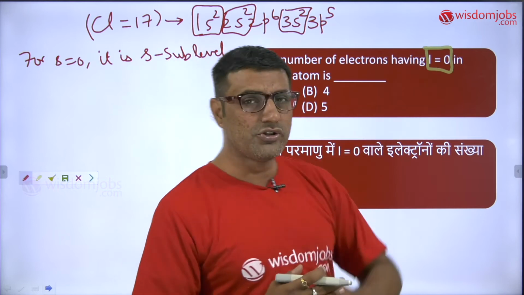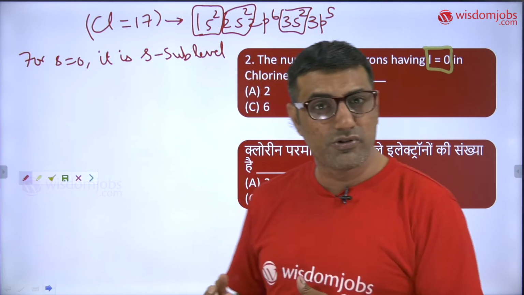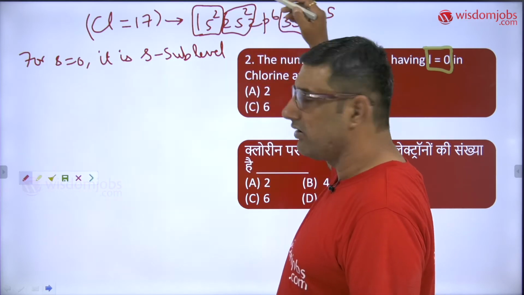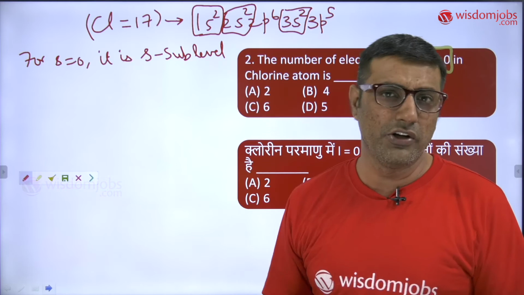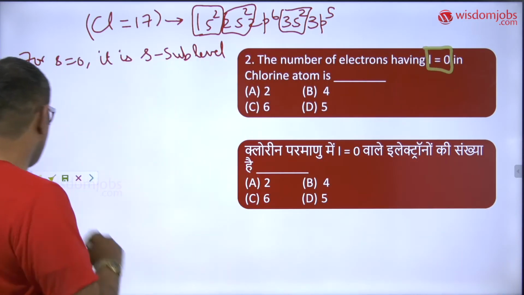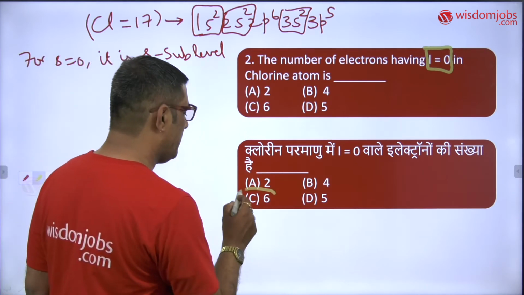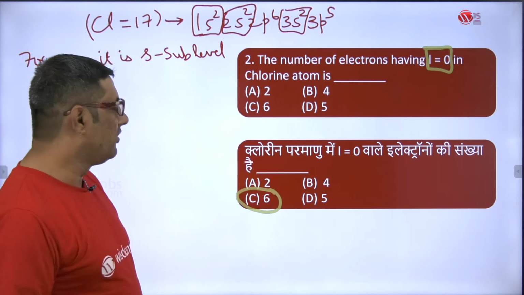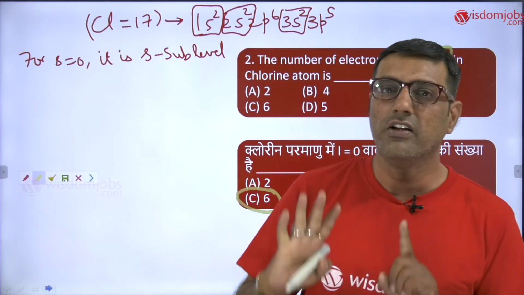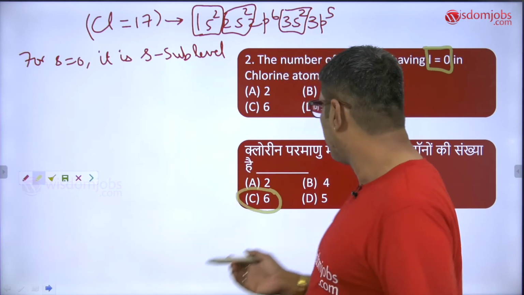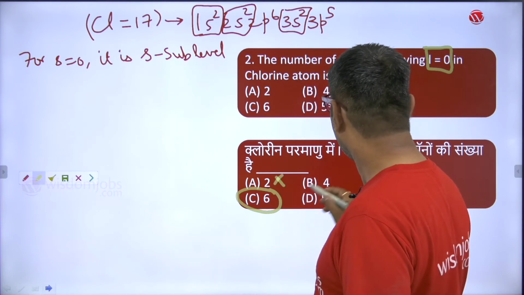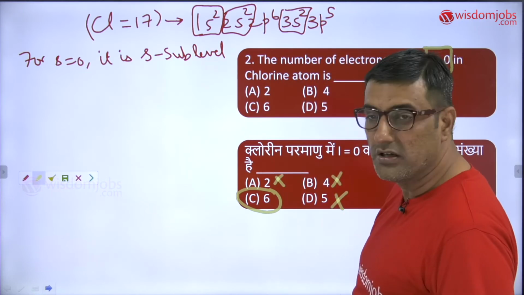Since we want L equal to 0, how many electrons are there with L equal to 0? In the 1s subshell 2, in the 2s orbital 2 and in the 3s orbital 2. In total, 6 electrons. So my answer for this question is C, 6 electrons. It cannot be 2, because there are 6 s electrons. So C is the correct option, and the remaining options A 2, B 4 and D 5 are wrong.